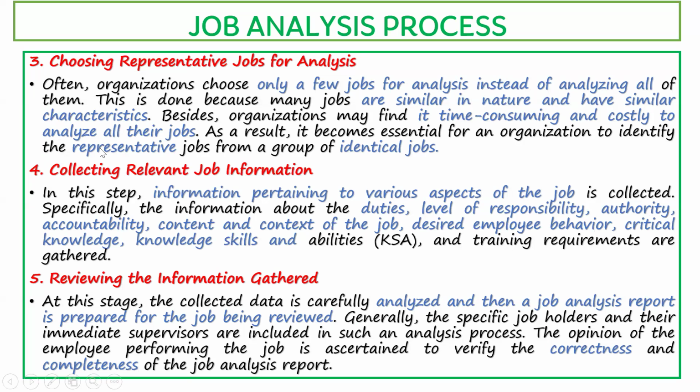Then number 4, collecting relevant job information. In this step, information pertaining to various aspects of the job is collected. Specifically, the information about the duties, level of responsibility, authority, accountability, content and context of the job, desired employee behavior, critical knowledge, skills and abilities, and training requirements are gathered. So once we choose a specific job, then we collect relevant job information.